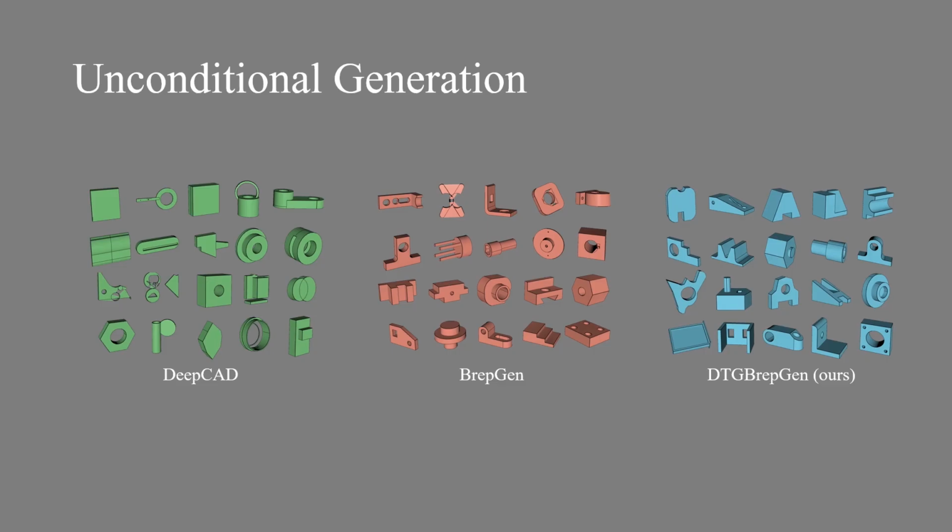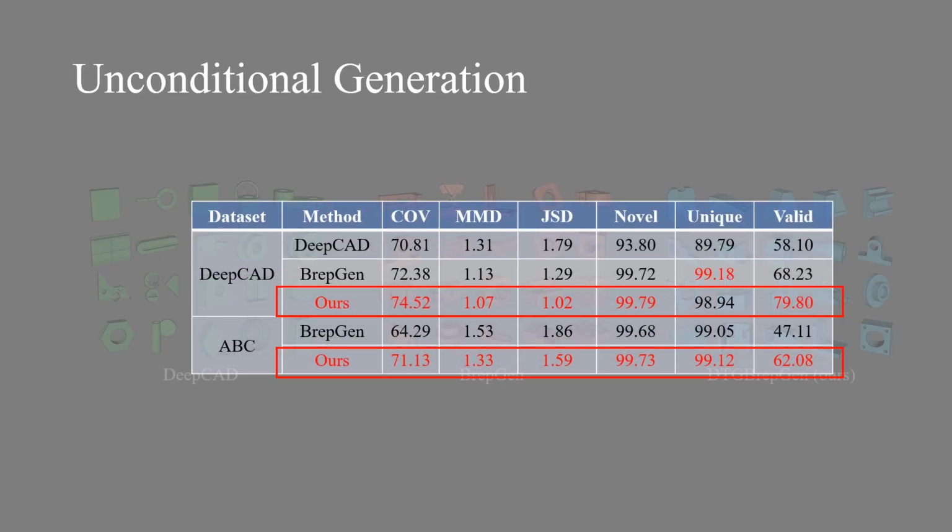Qualitatively, DTGBrepGen produces more coherent and structurally accurate BREP models. Quantitatively, our method outperforms others across most metrics, achieving particularly notable improvements in the valid metric, which reflects its ability to generate well-formed and watertight BREP structures.